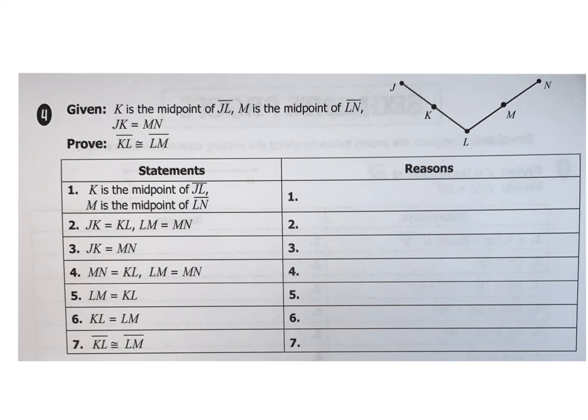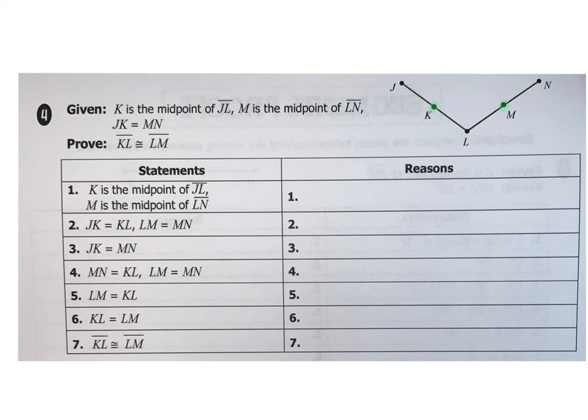All right. So, given K is the midpoint of segment JL, M is the midpoint of segment LN. They've also told me that JK equals MN. They want us to prove that segment KL is congruent to segment LM. So a lot of times when I have something like this, because it's a handout, this is where if you use colored pencils or highlighters, you may want to start paying attention to what you have. They've told me that K is the midpoint of this line segment and M is the midpoint of that line segment. And then they have told me an equality.